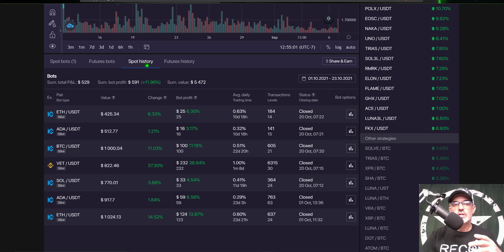Now, jumping back over here to my BITSGAP dashboard, you can see I recently closed out a few grid bots under my spot history. You can see some closed grid bots. There are a few different reasons for shutting down a grid bot. The first would be a stop loss, and that's to prevent any further loss on a position. BITSGAP does allow you to move your stop loss up, and so you could actually use that trailing stop loss essentially to lock in profits.